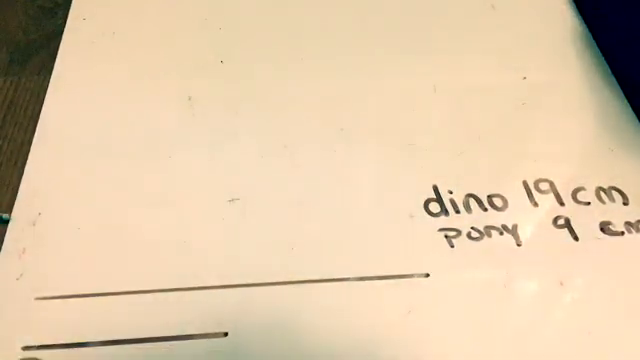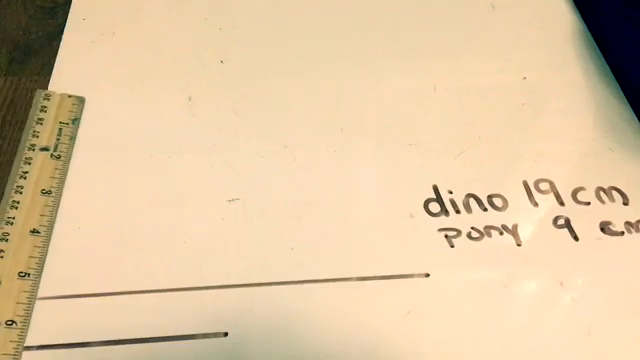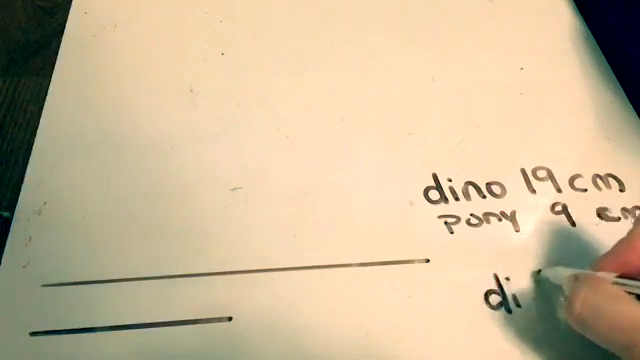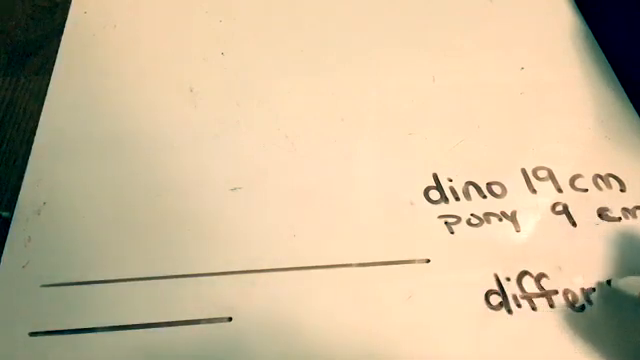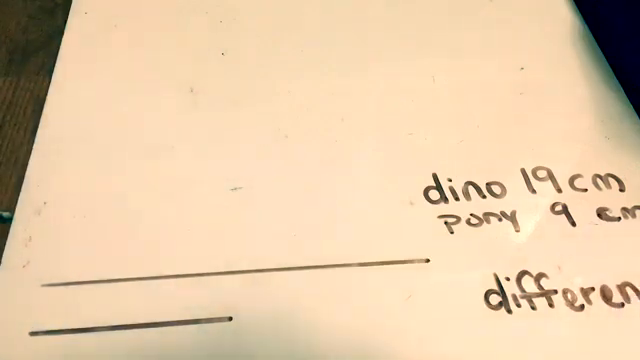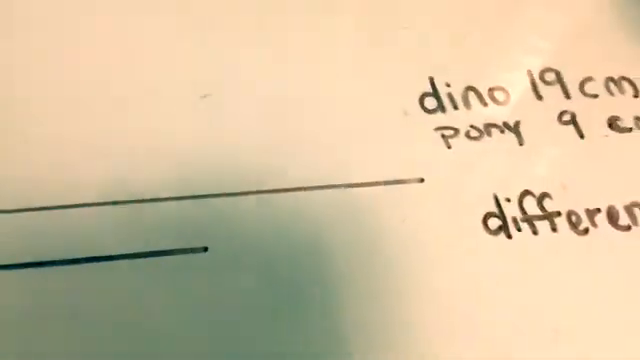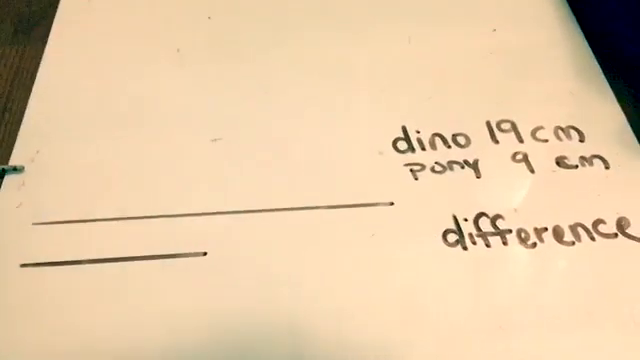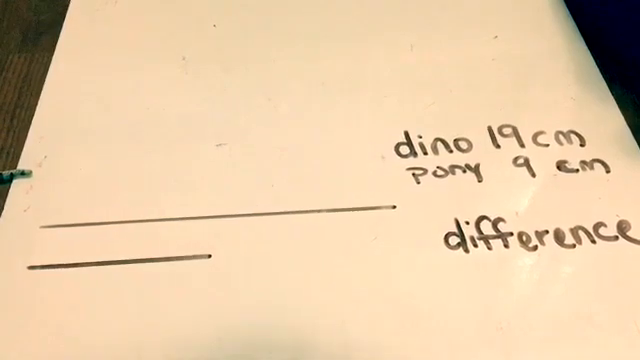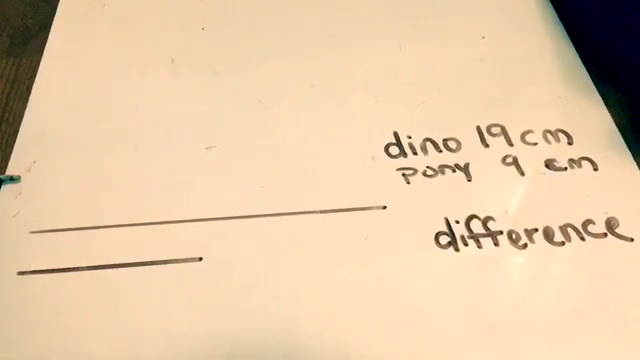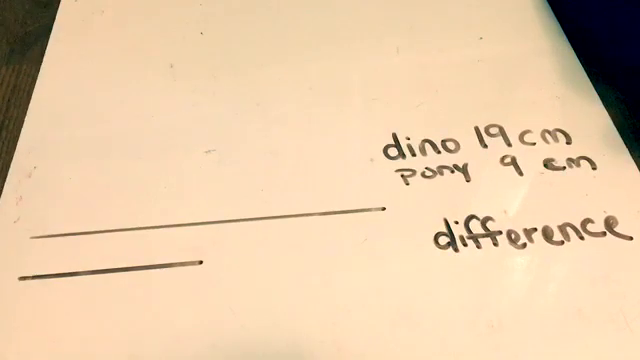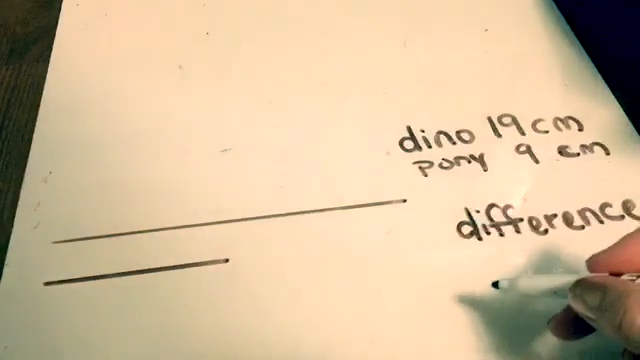So how can we tell the difference? I'm going to use that word difference. How can we tell the difference between the two lengths? One thing that I have noticed a lot is that when students see the word difference, they think, oh, well, the dinosaur is longer than the pony. That's the difference. But difference is a math term. Difference is talking about subtraction. So difference is a subtraction word, and that is the answer in a subtraction problem.